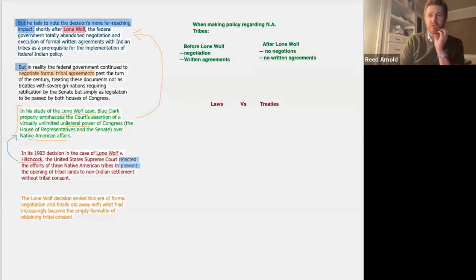This one feels like the conclusion to me, the final sentence. It kind of puts the tie on it. Clarifies and emphasizes what was said before, that this decision threw out the empty formality of tribal consent. We know that the first sentence we read talked about how after Lone Wolf there was no more negotiation, no more written agreements. We know that in the case, Congress said that they have unilateral power over Native American affairs. So I think this is going to be the button that ties it, just puts a stamp on it.